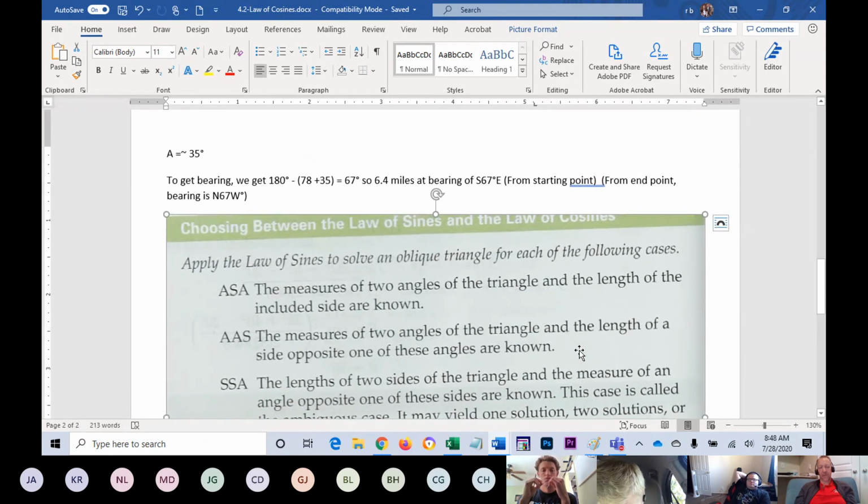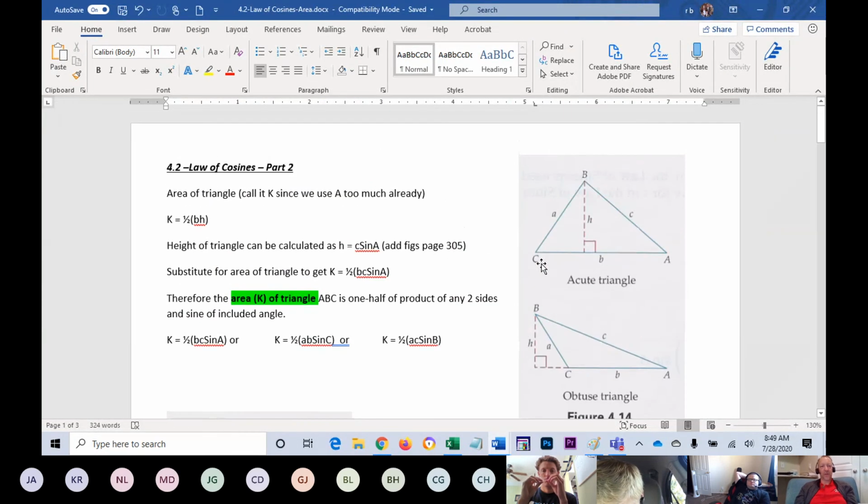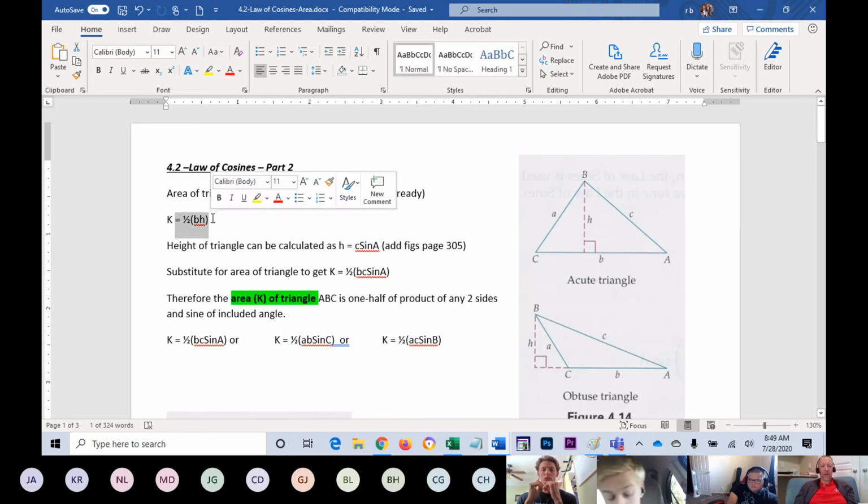Okay, all right. So now let's move on to using the law of cosines to find area. In the book, they call area K, because normally you'd say A for area, but we're using ABC for our triangles a lot. So the area of a triangle, hopefully we all remember, is 1/2 the base times the height.